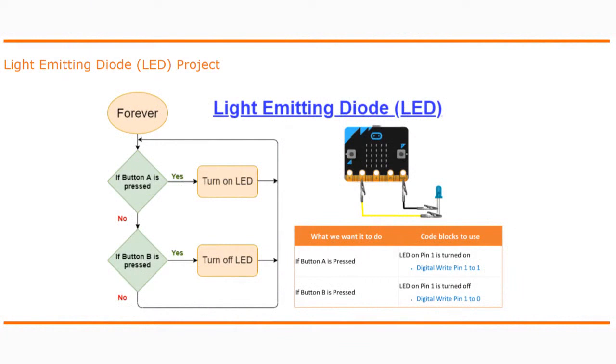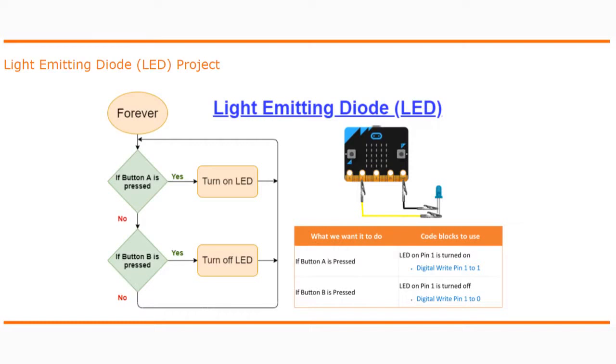For this project, we will be using both inputs as well as outputs. The inputs for this project will be the button A and button B press on your microbit. For our outputs, we will be focusing on using one LED that will be connected to pin 1 as well as ground.